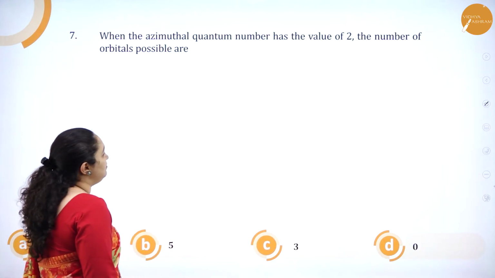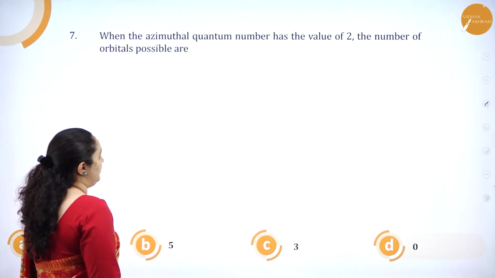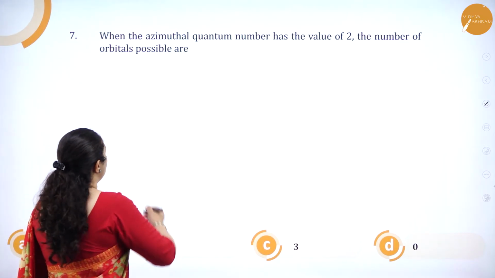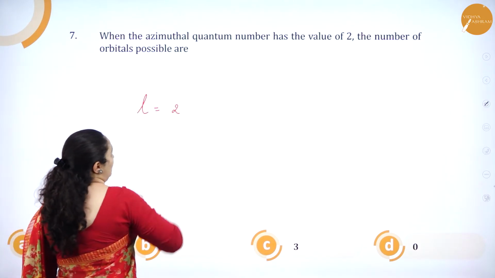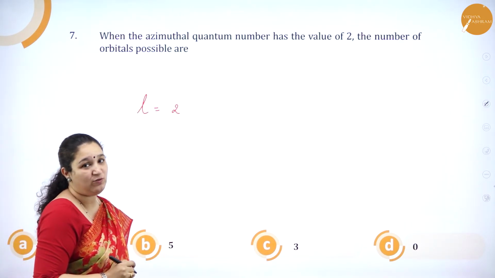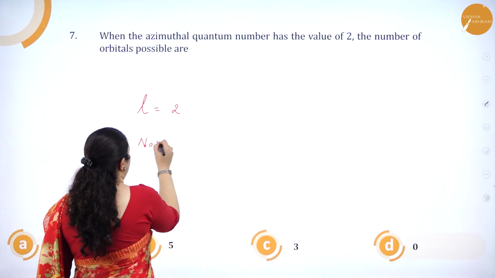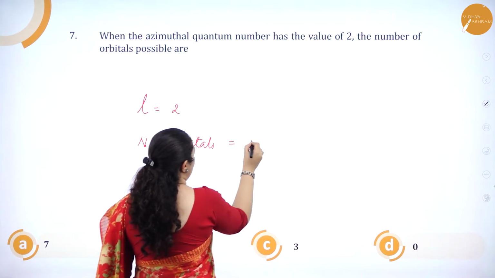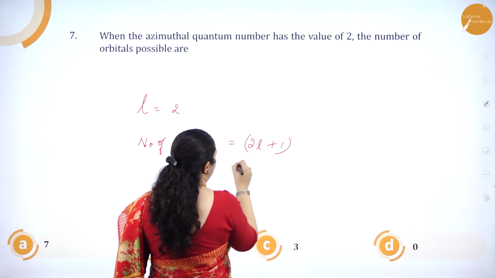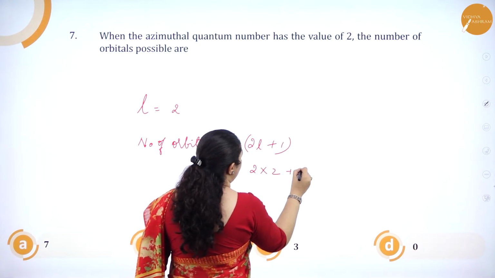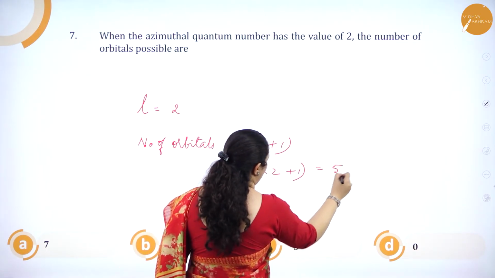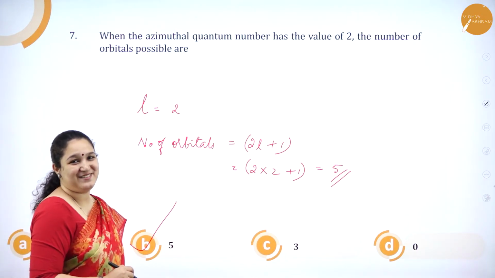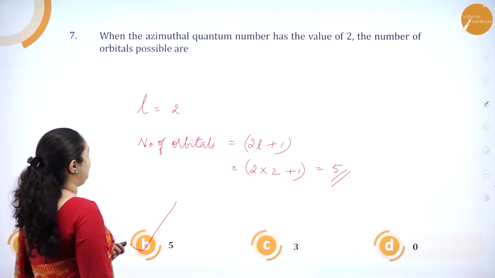When the azimuthal quantum number has the value of 2, the number of orbitals possible are 7, 5, 3, 0. So, the L value is 2. What is the formula to find out the number of orbitals? I'll write the full formula: number of orbitals is equal to 2L plus 1. So, it is 2 into 2 plus 1, which is equal to 5, and option B is the correct answer. Can we go to the next one?